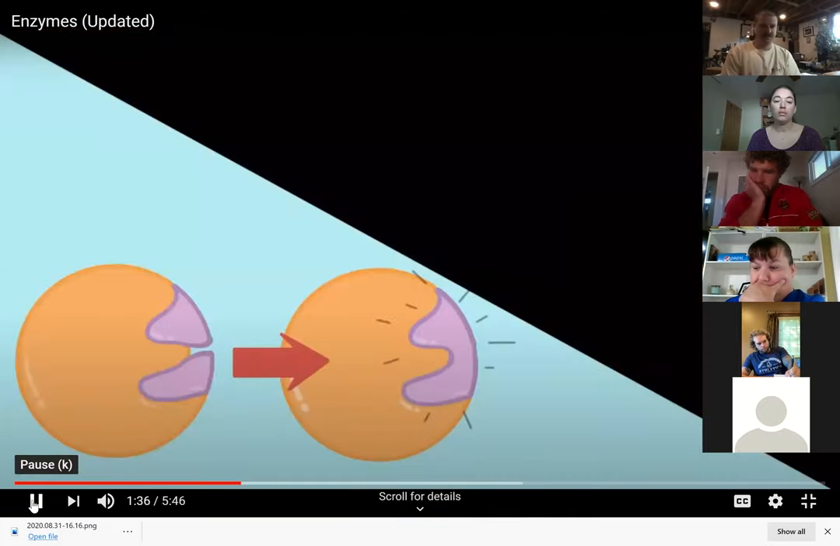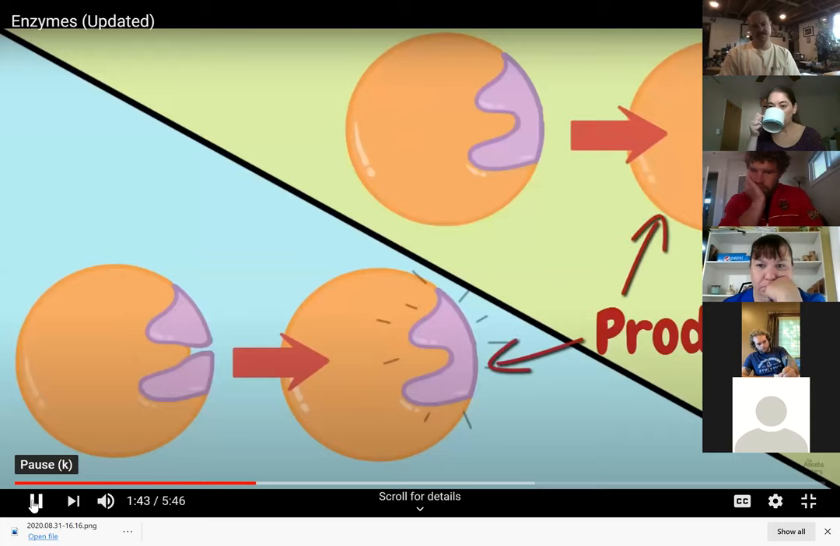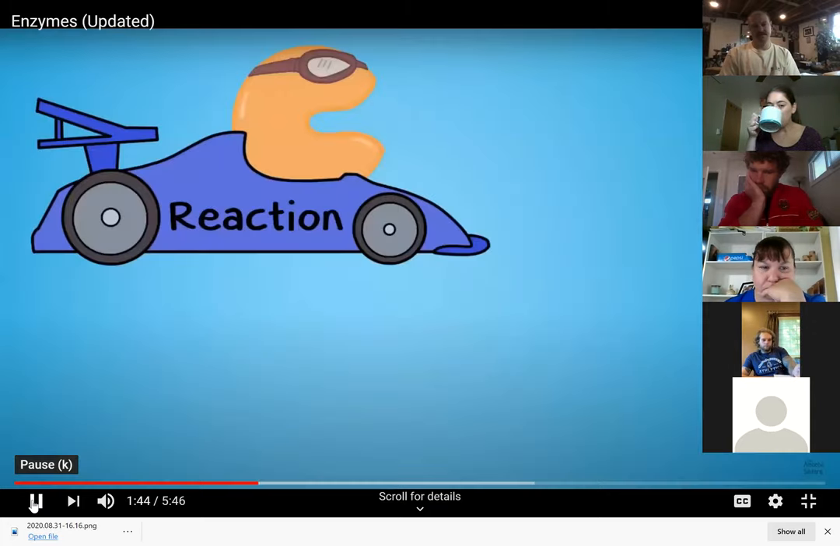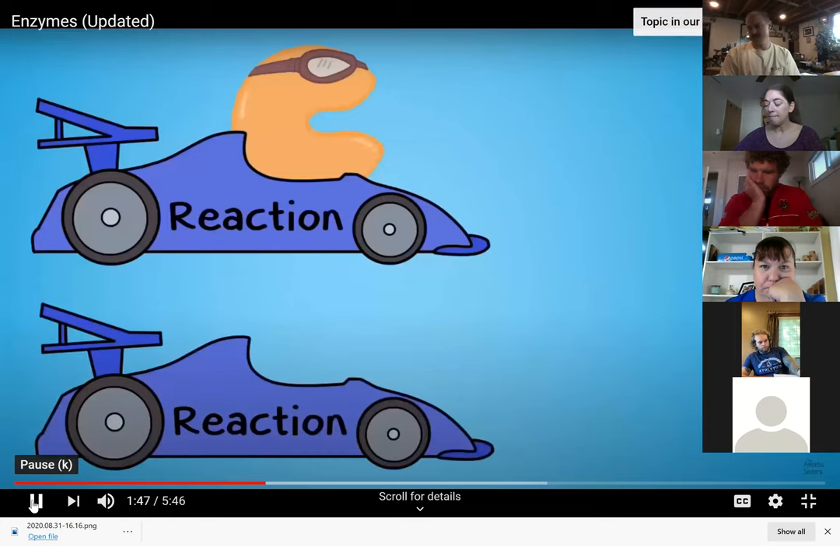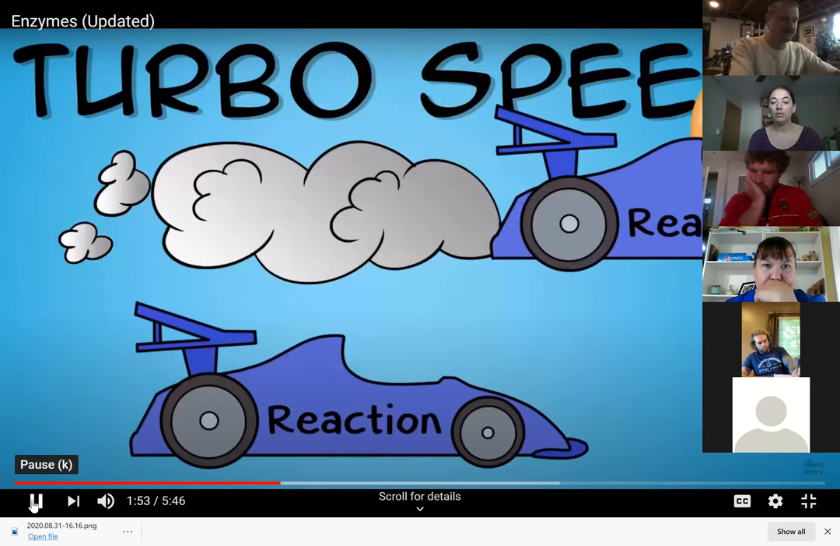The enzyme can either build up or break down the substrates that specifically bind to it, and we call the resulting item the product. An enzyme has the ability to really speed up reactions. Reactions that technically could happen on their own, but with the help of enzymes, they can be sped up to make processes effective for life.